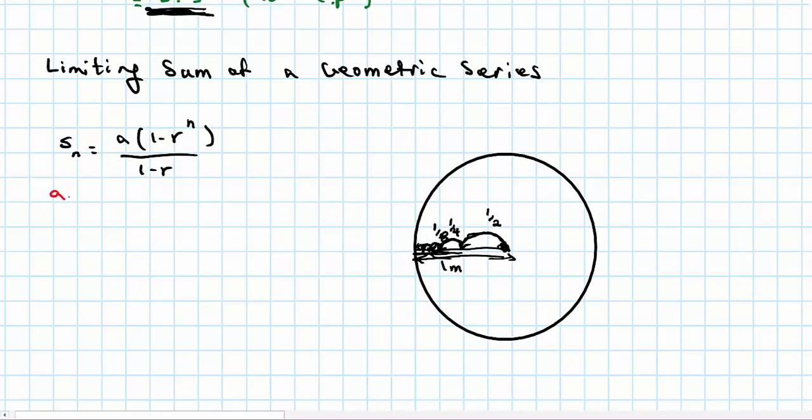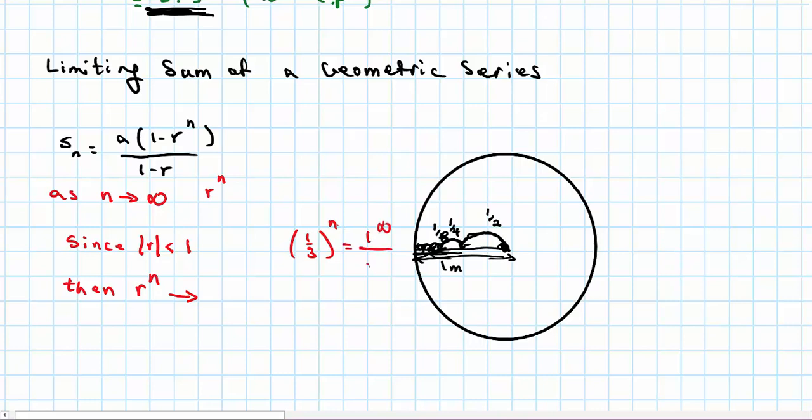So to this formula, as n approaches infinity, so we're looking for that final limit right at the edge, what happens to r to the n? Well, since r is less than 1, it's actually between -1 and 1, so let's write absolute value of r is less than 1. I'll just write the example, 1/3 to the power of n. What happens as n approaches infinity? This becomes 1 to infinity over 3 to infinity. 1 to the power of anything is 1. 3 to the power of infinity is an even bigger infinity. 1 divided by infinity is going to be 0. So r to the n is going to approach 0.